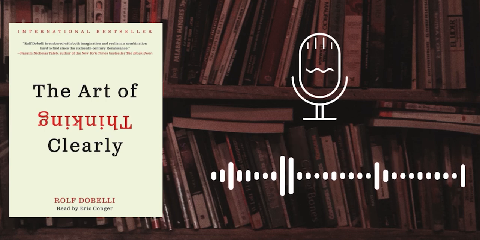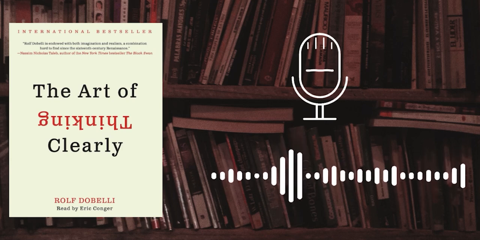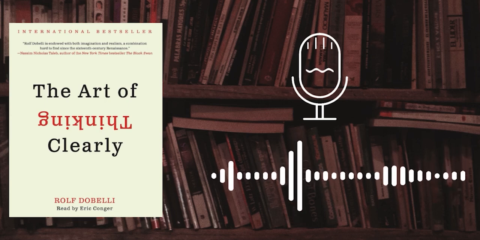Money illusion. Money illusion is the tendency to think of money in nominal rather than real terms, ignoring inflation. This leads to incorrect financial decisions. Understanding money illusion helps us make better financial choices.